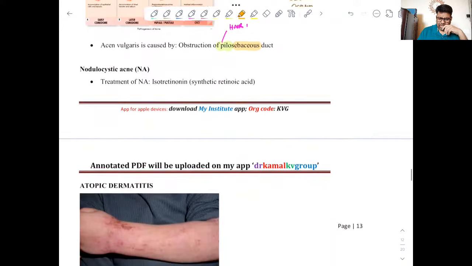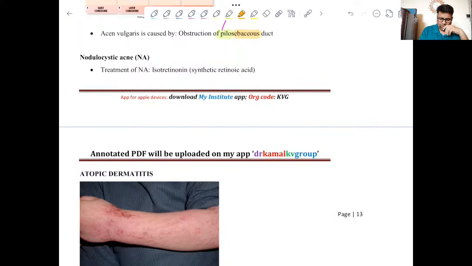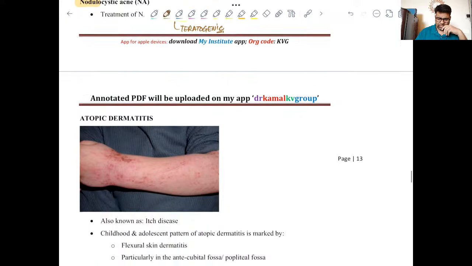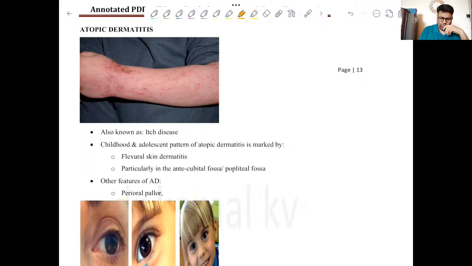So this is acne vulgaris, and for nodulocystic acne we can try isotretinoin, but again this is teratogenic, so just make sure that the lady is not pregnant before giving this, right? Then moving forward to atopic dermatitis.